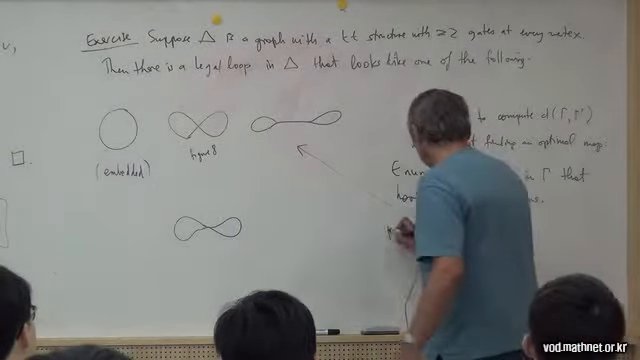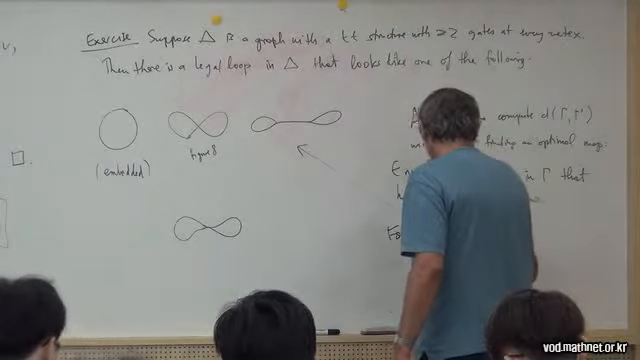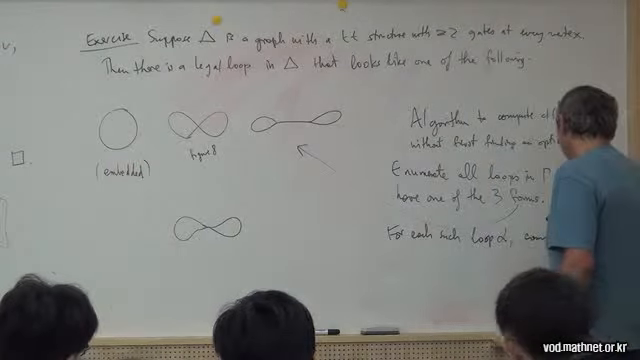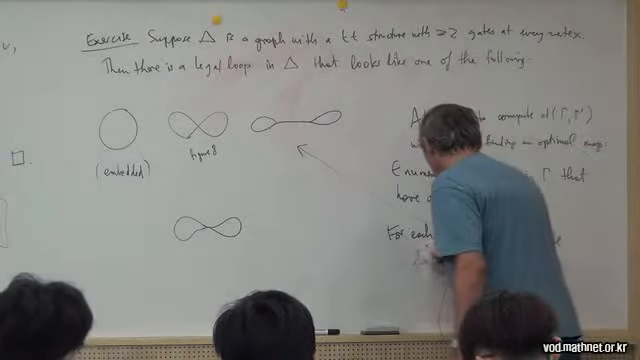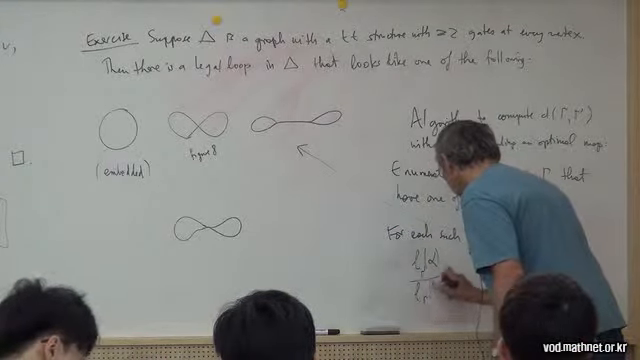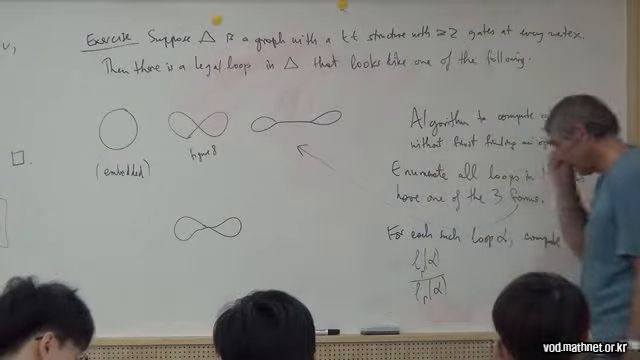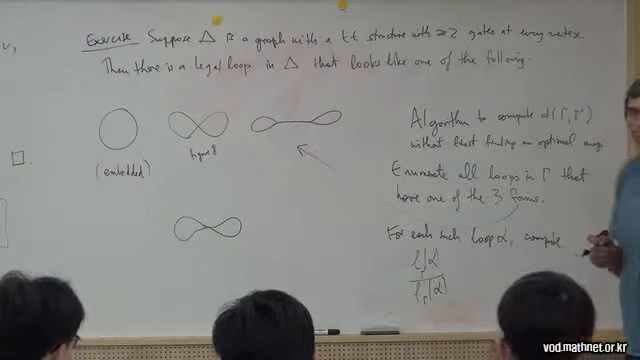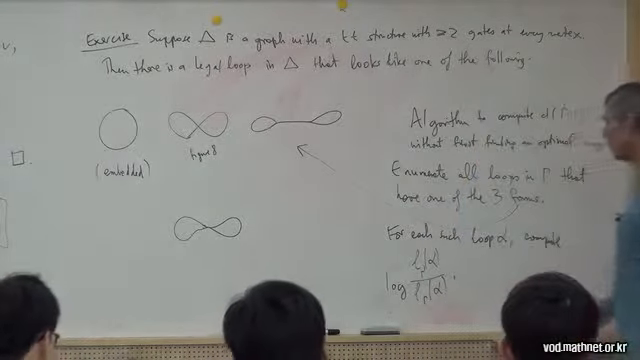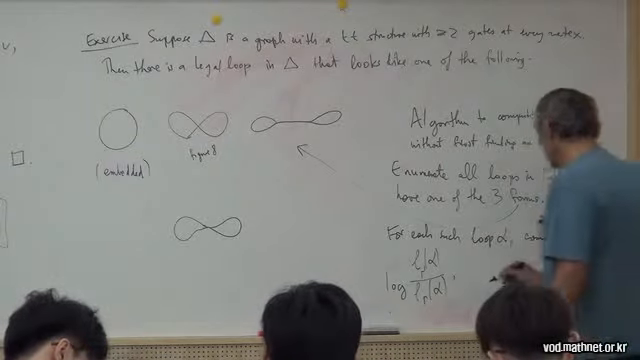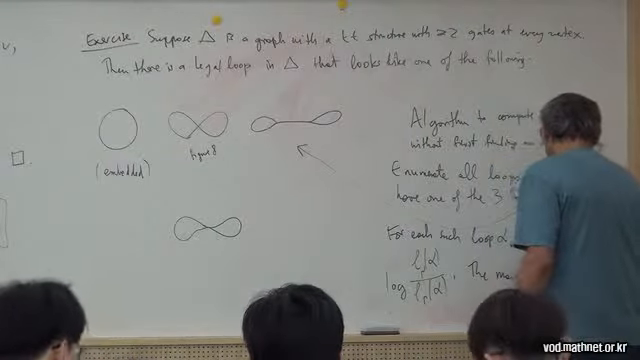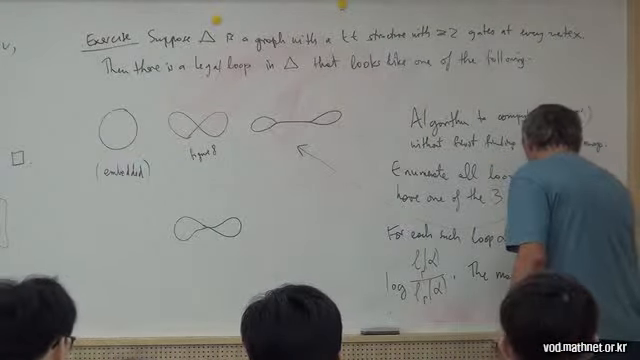Okay. Now for each such loop alpha, compute the ratio. Take the length of alpha in gamma prime divided by the length of alpha in gamma. I'll do the log of that if you want. And then take the maximal of these. Then the maximal value is the distance from gamma to gamma prime.